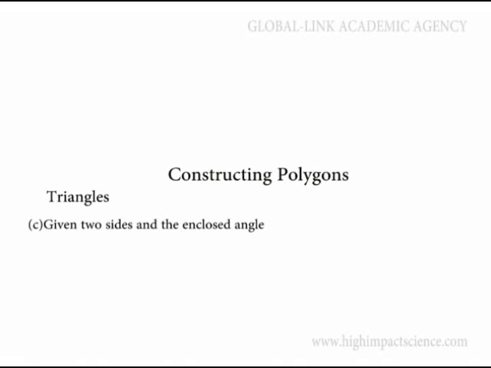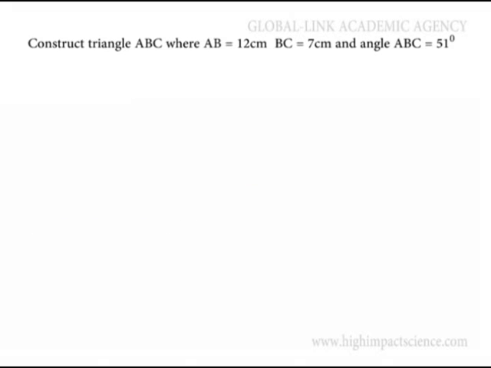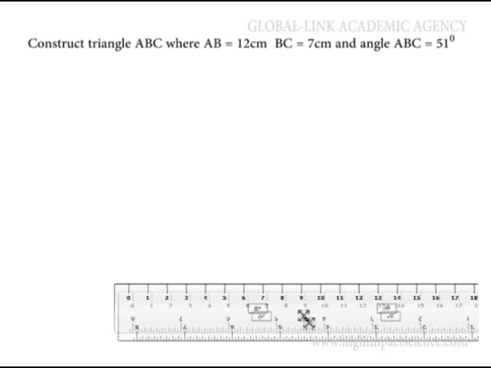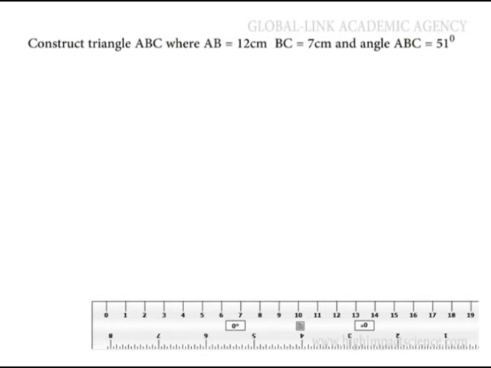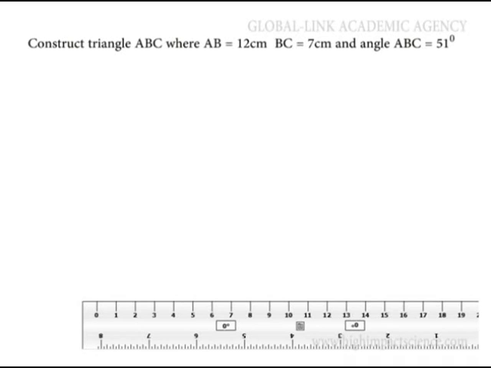The last triangle is when given 2 sides and the enclosed angle. We will construct triangle ABC, where AB is equal to 12 centimeters, BC is equal to 7 centimeters, and angle ABC is 51 degrees. We start with the line, preferably the longer line. That is 12 centimeters. That is AB.